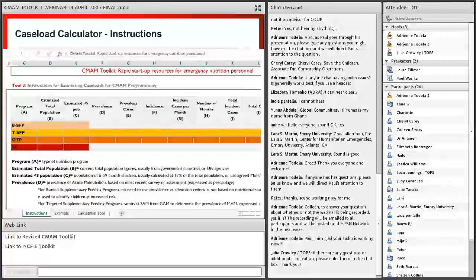Yeah, so this is an example of what we have, a caseload calculator. One of them, there are actually more than one in the toolkit. And as you can see down there, you can go through the instructions on how to use it. And then there is an example, basically taking one through the instructions that are listed in the first sheet.